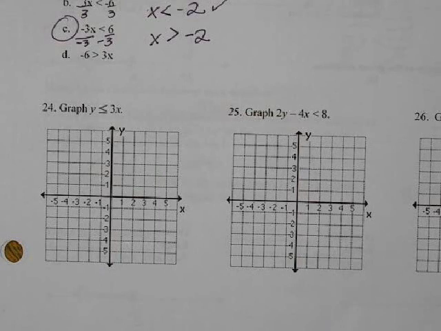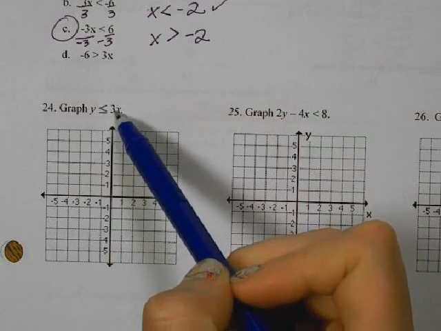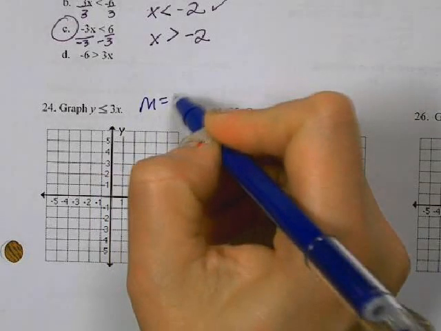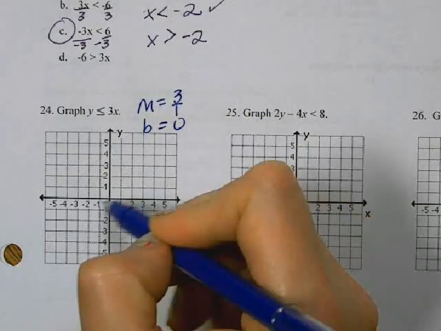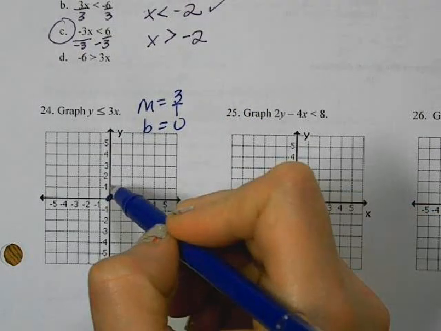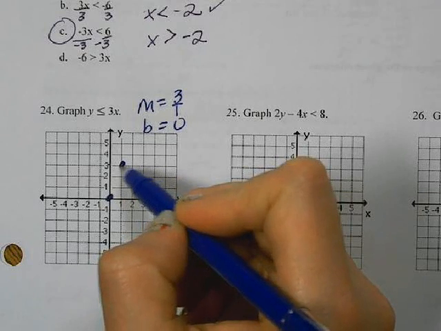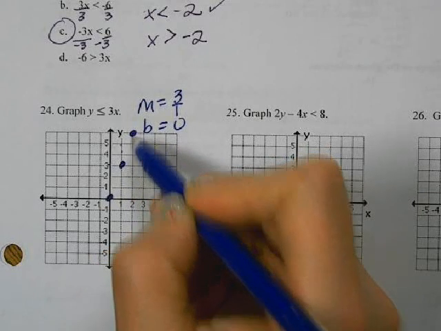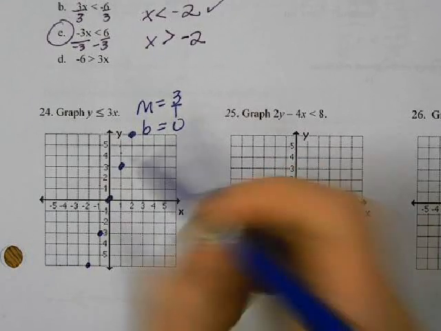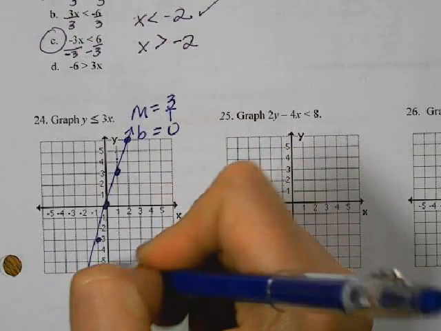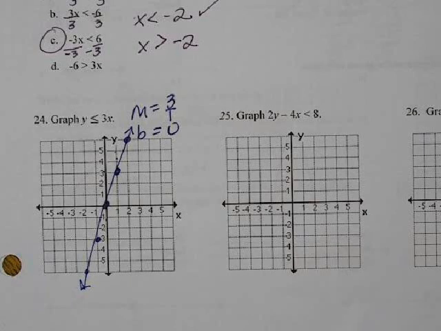24, 25, and 26 are asking you to graph the inequality. This one already says y equals. So M is 3, which is really 3/1, and B is 0. Start at 0, move up 3/1, and down 3, back 1.